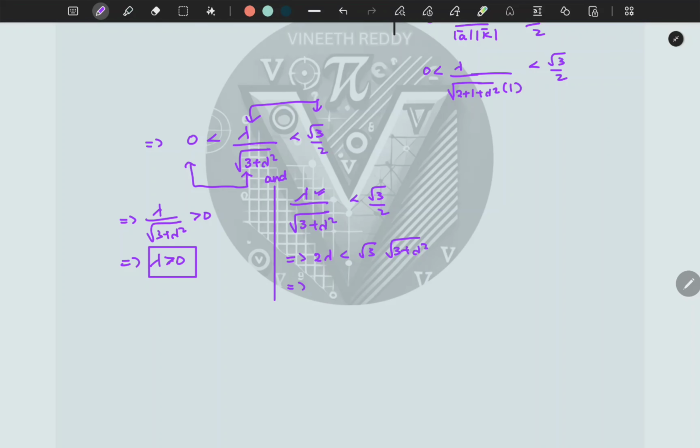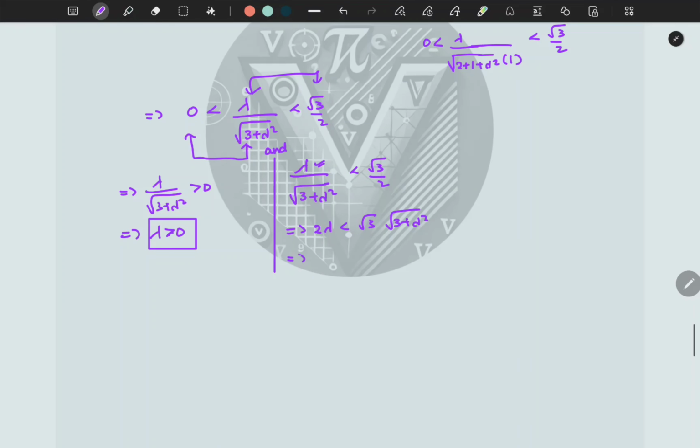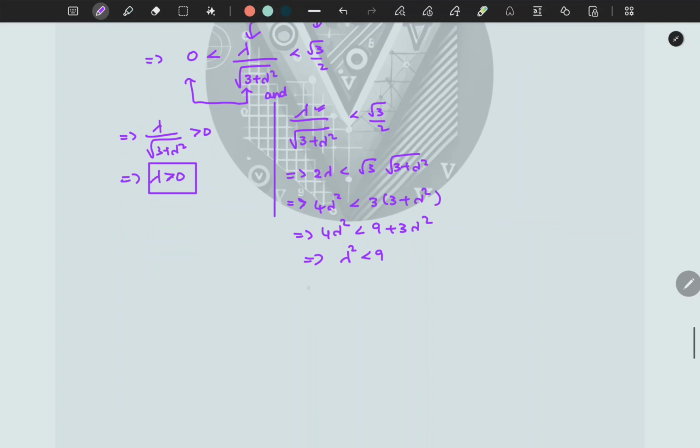Now square on both sides, because the left hand side is positive, and the right hand side is also positive. We can square, dear students. Otherwise, we cannot square directly. Anyways, here we can square. So we get 4 lambda square is less than 3 times (3 plus lambda square). So ultimately we get 4 lambda square is less than 9 plus 3 lambda square. Ultimately we get lambda square is less than 9. That means lambda square minus 9 is less than 0.